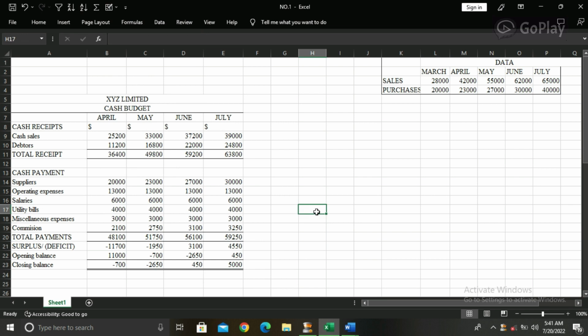Yes, important things that you need to remember is that non-cash items don't come here. Depreciation and bad debts and those stuff does not come here.